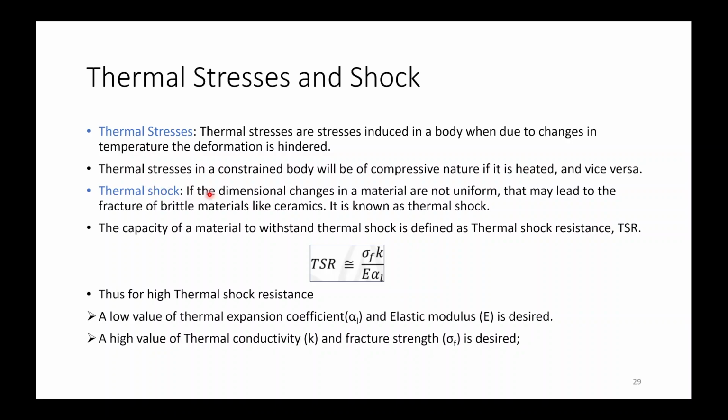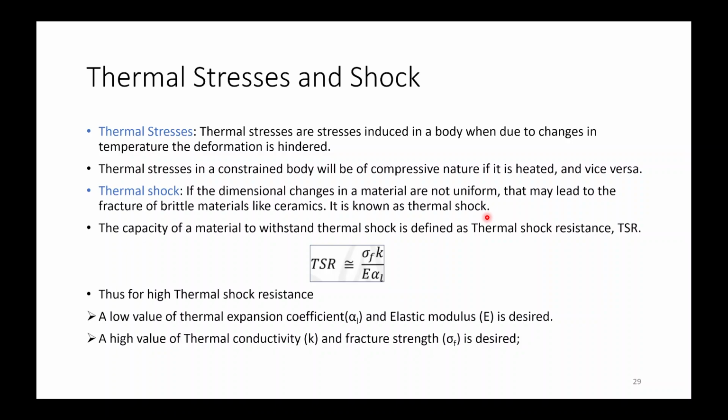Thermal shock. So if the dimensional changes in a material are not uniform, for example if I am heating a metal from only one side, then there will be some temperature gradient inside that. So along one part where it is heated, there will be some expansion in the material and the other side will be as it is. So it will be having some thermal shock. This may lead to fracture of brittle materials like ceramics and it is known as thermal shock.